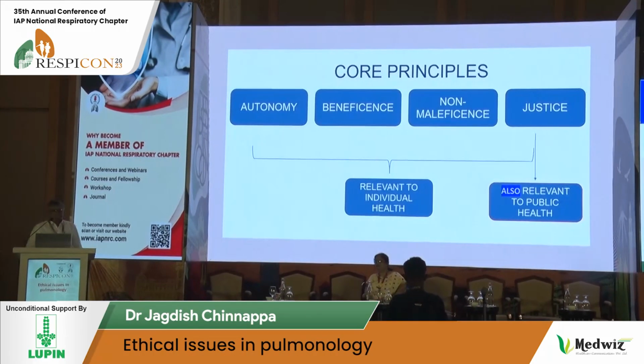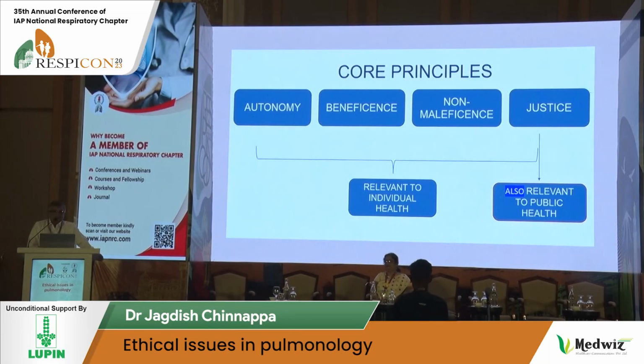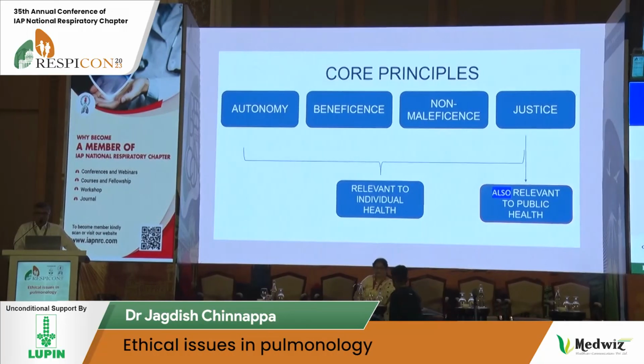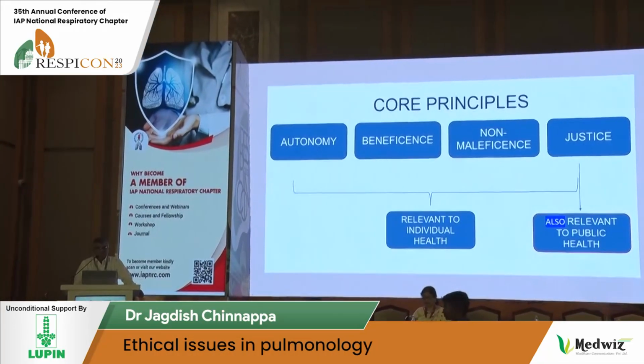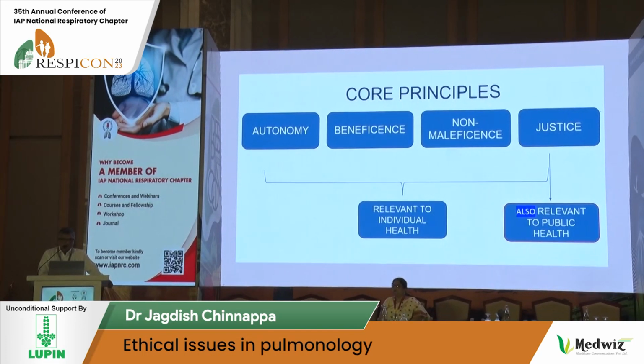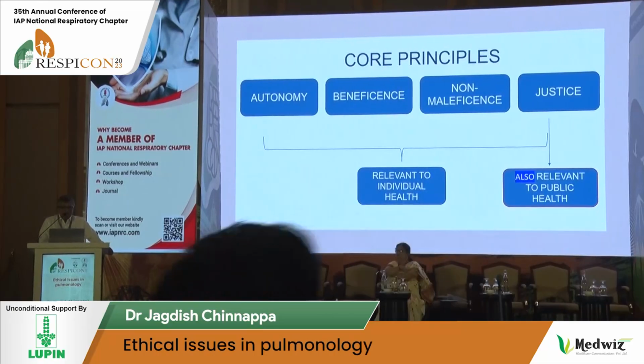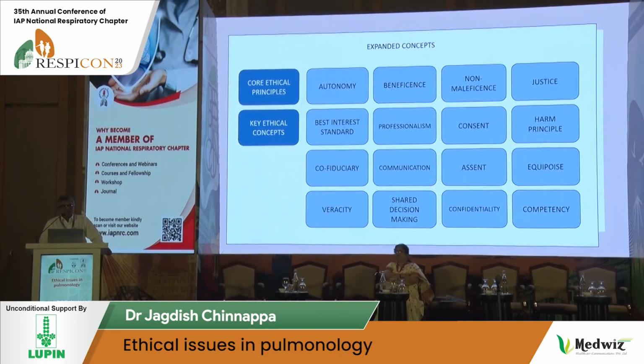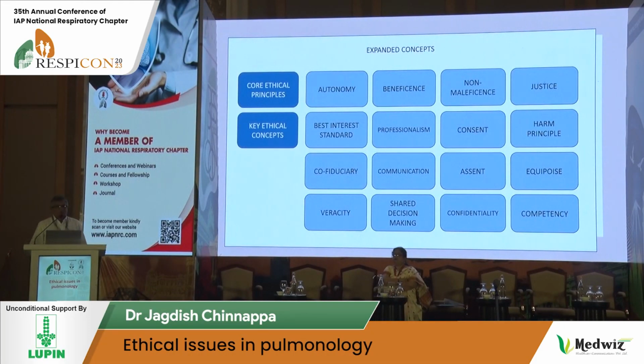The core principles of ethics as enunciated by Beauchamp and Childress are autonomy, beneficence, non-maleficence, and justice. These are the broad outlines of ethics in pediatrics. The first three are relevant primarily to individual health, whereas justice is relevant to individual health and public health. If you expand this a little further, the core ethical principles can be expanded to a number of other things, like, for example, what is the best interest standard, who are the co-fiduciaries, how veracity is important in pediatrics, professionalism, communication, shared decision-making, consent, assent, confidentiality, the harm principle, equipoise, competency. So when you're dealing with patients, any one of these or a number of these will come to play in a given case.